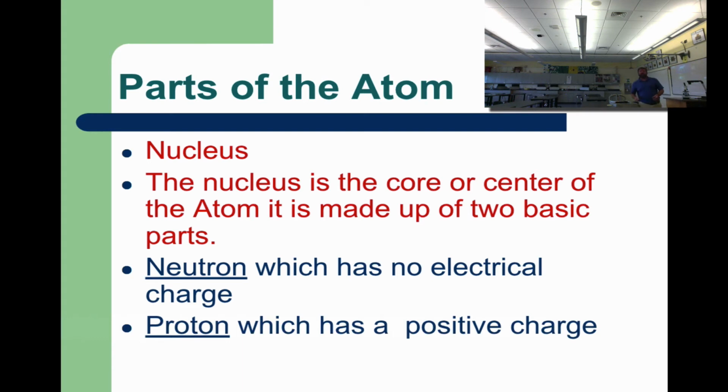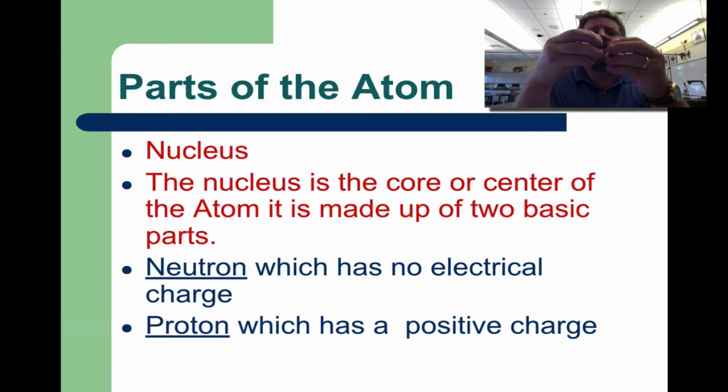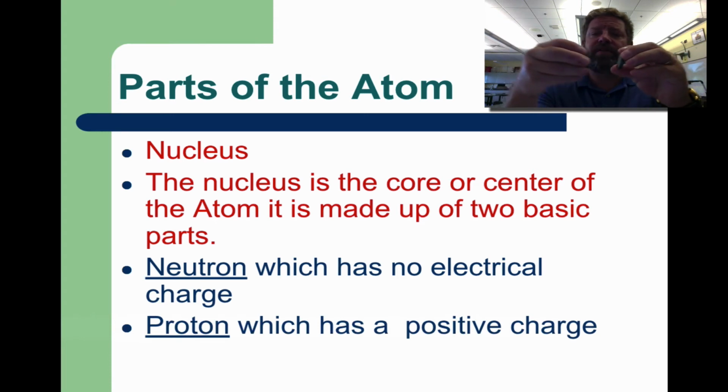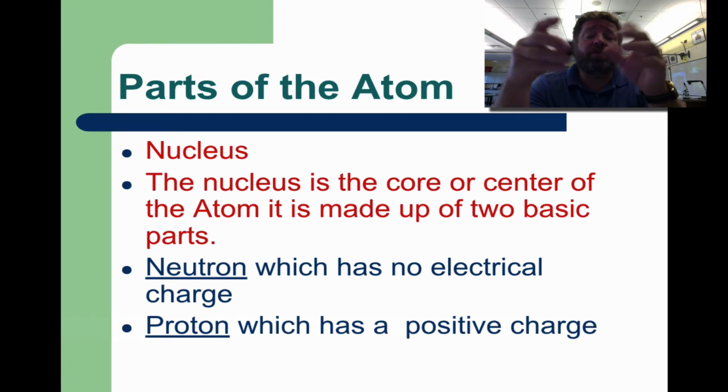If you think about magnets, these are two magnets here. If I have them positive and negative facing each other, they clip together, just like that. Positive and negative, they'll clip together. Opposites attract. Neutrons have no charge, so they're neither positive nor negative.